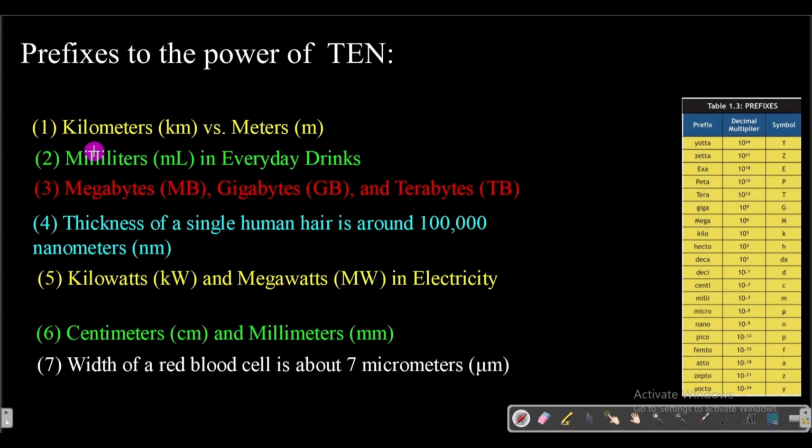Similarly, we use milliliter. For example, I drank 250 milliliters of juice. Here, liter is actually the unit of volume. And then what about this milli? This milli is the word which is used before this unit. So we call this milli a prefix.